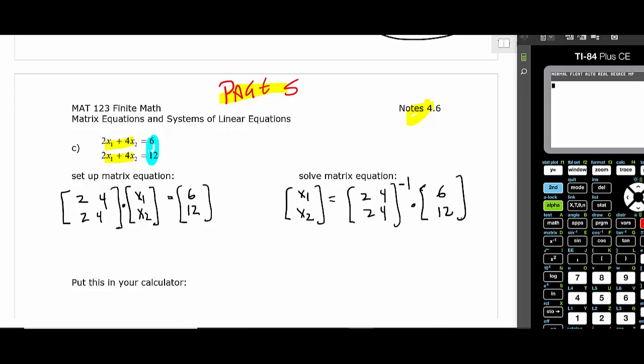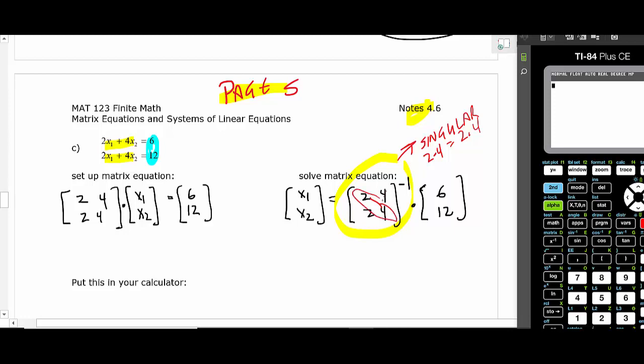And I'll show you what will happen if you put this in your calculator, and you want to know this so you can save yourself a bunch of time. This does not exist. That's what we call a singular matrix, so it does not exist. The inverse can't be done this way, and that's just because 2 times 4 is equal to 2 times 4. If the diagonals have the same product, then you can't do that inverse on your calculator, okay?